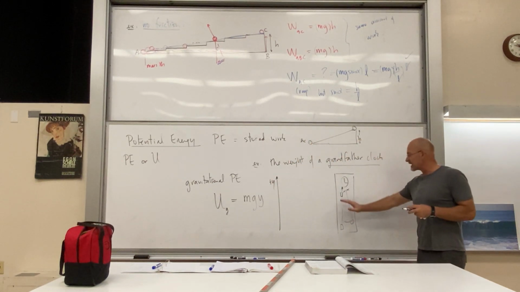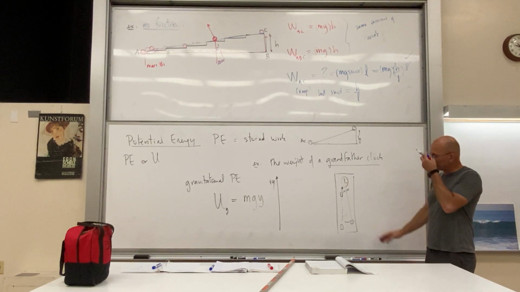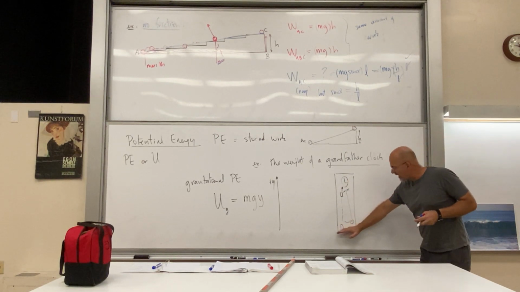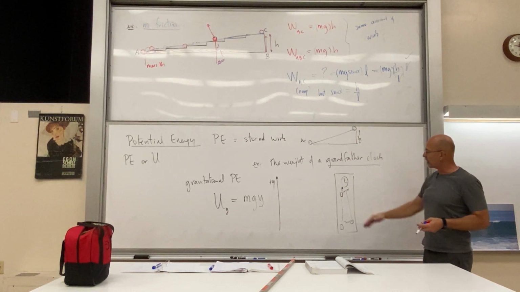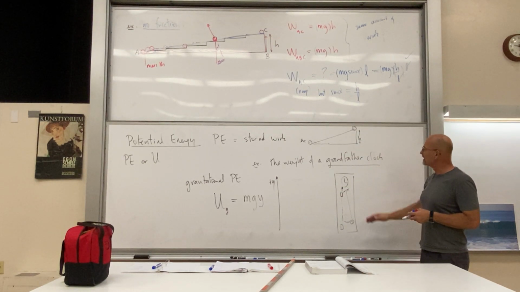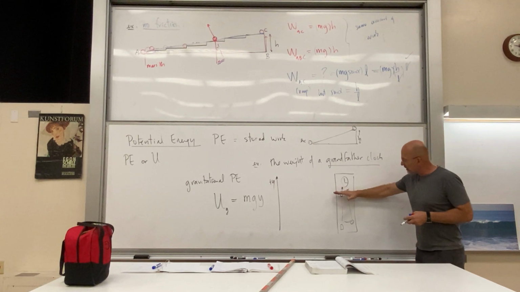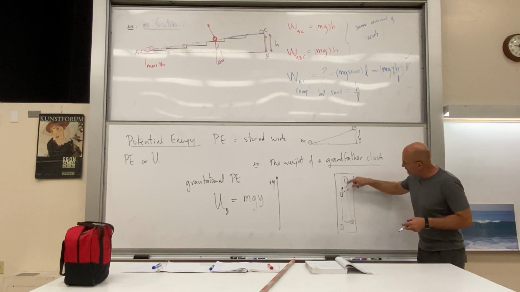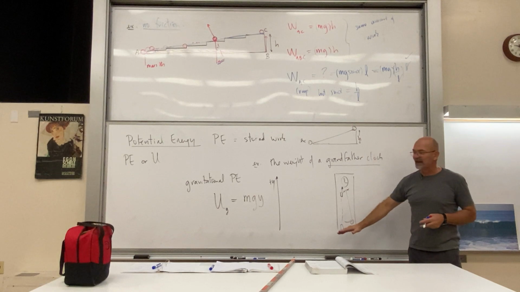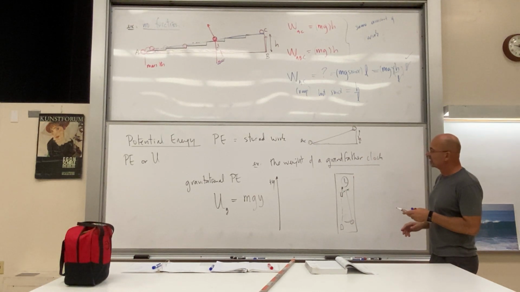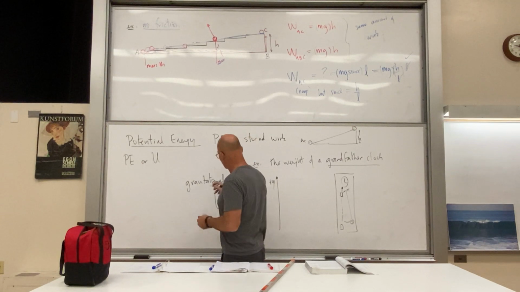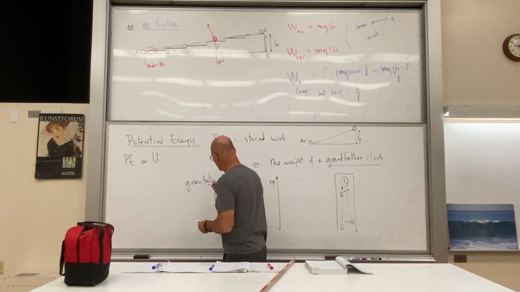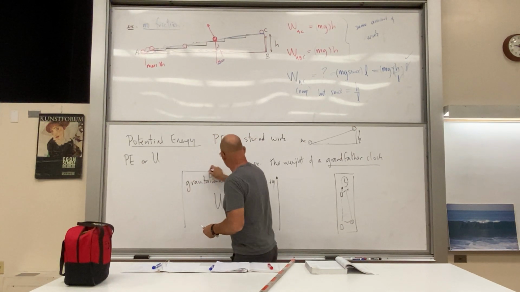So this is the all-time great example, actually. We're going to keep using this because you wound up the clock, lifted the weight, maybe a meter, meter and a half at most, and then it goes down and drives the gears and everything for an entire week. So there's your stored work, and potential energy is stored work, and this very important example is the gravitational potential energy.